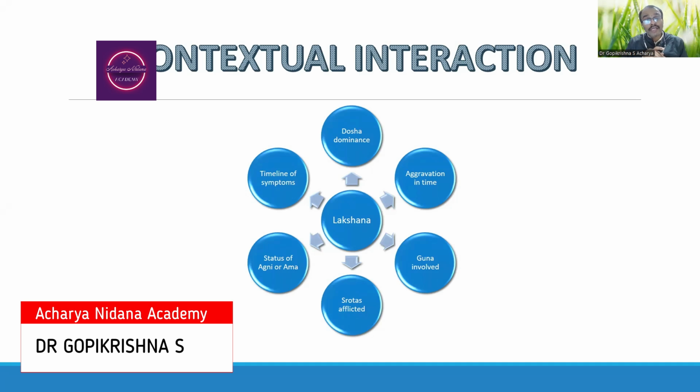Regarding the status of Agni and Ama, whether the person has Udgara Shuddhi, Utsaha, Vegotsarga, Yathochita, Laghu, Kshut, Pipasa, which are the Jirnahara Lakshana. If the person has the Jirnahara Lakshana at the appropriate time period, then we are in a better position to make the proper explanation to the patient.